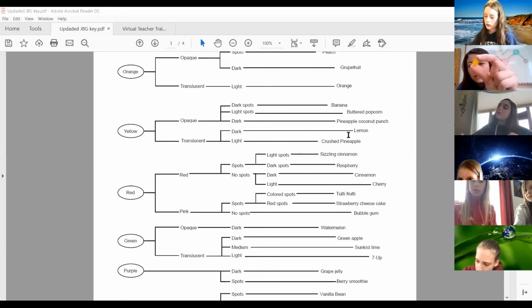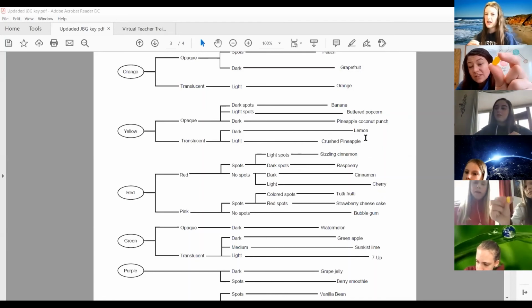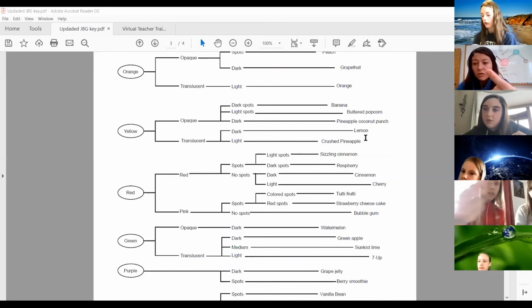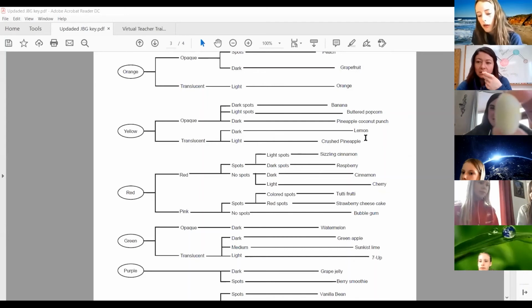I'll go with light. So if it's light, that would make it crushed pineapple, right? This is not lemon. If it's dark, it would be lemon. Oh, yours looks pretty light, Elian. Maybe yours is crushed pineapple and mine's lemon.